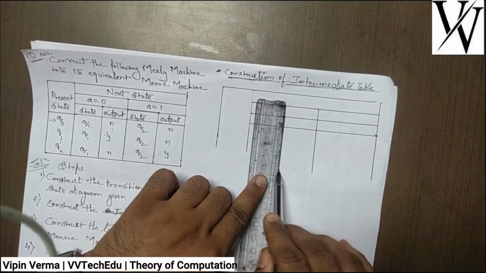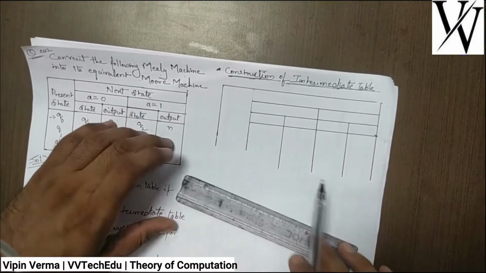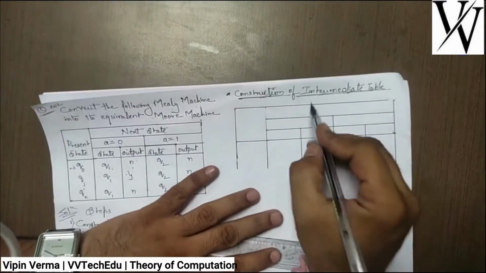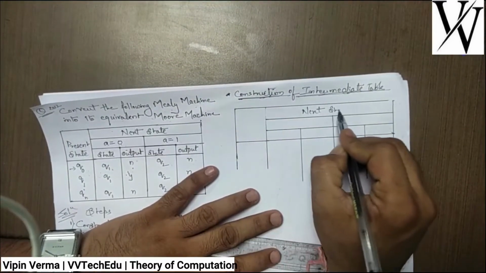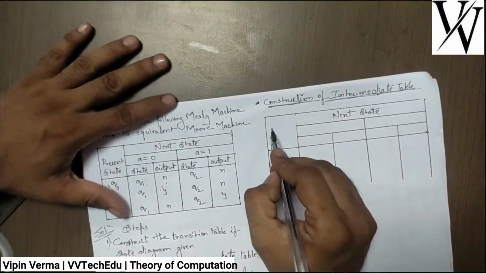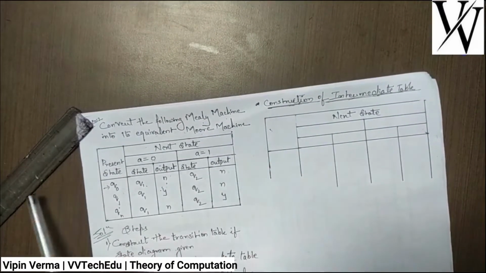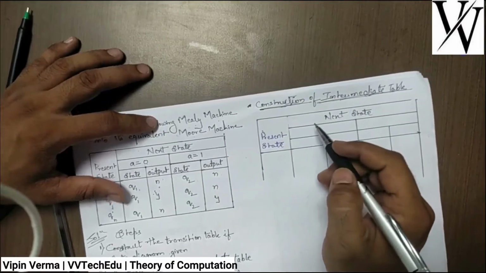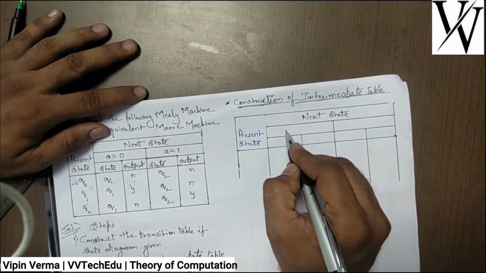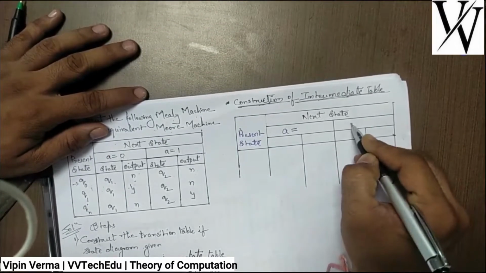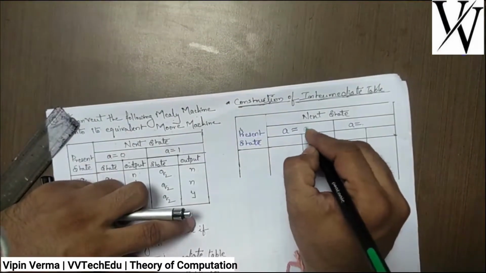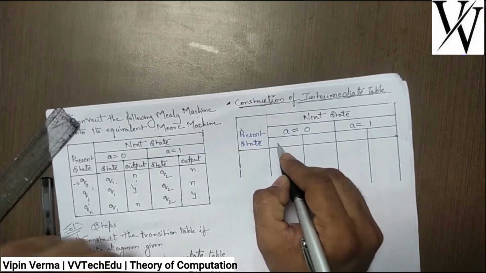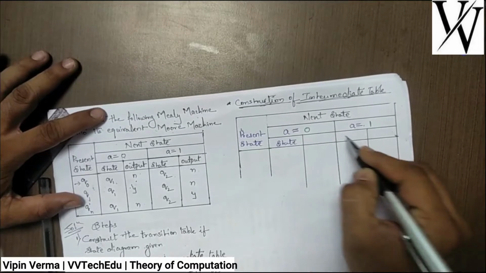Now we have this tabular structure, but the entries will change a little. So we have this present state, this is the next state, then this one is for the input. We have two types of input values here, one is 0, the other one is 1. Then this will represent the state, and here it is the output.